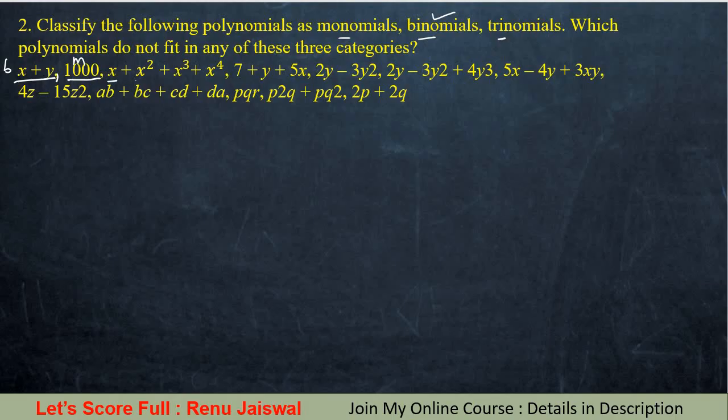Next, 1, 2, 3, 4. 4 terms mean definitely it is not mono, bi or tri. So it says which do not fit. So you can say these terms which has 4 terms, polynomial we can say as a common. Here it is 3 terms. So yes, trinomial. And so on you can practice.